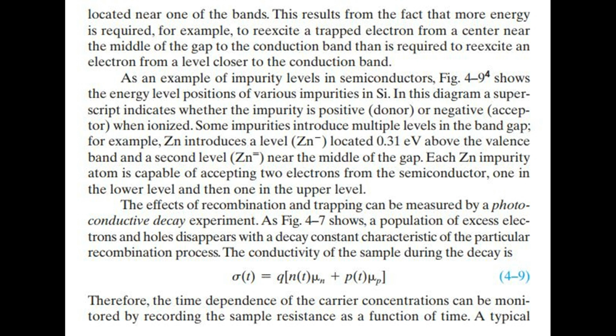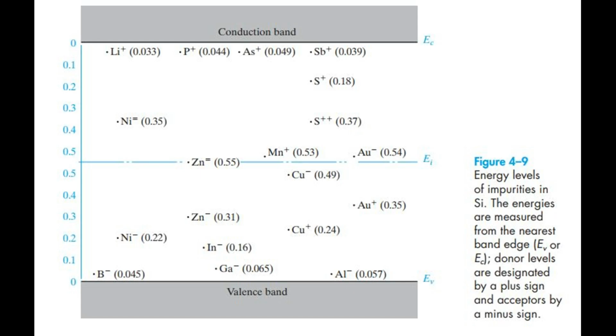The effects of recombination and trapping can be measured by a photoconductive decay experiment. As Fig. 4.7 shows, a population of excess electrons and holes disappears with a decay constant characteristic of the particular recombination process. The conductivity of the sample during the decay is σ = q(μ_n n + μ_p p). Therefore, the time dependence of the carrier concentrations can be monitored by recording the sample resistance as a function of time.